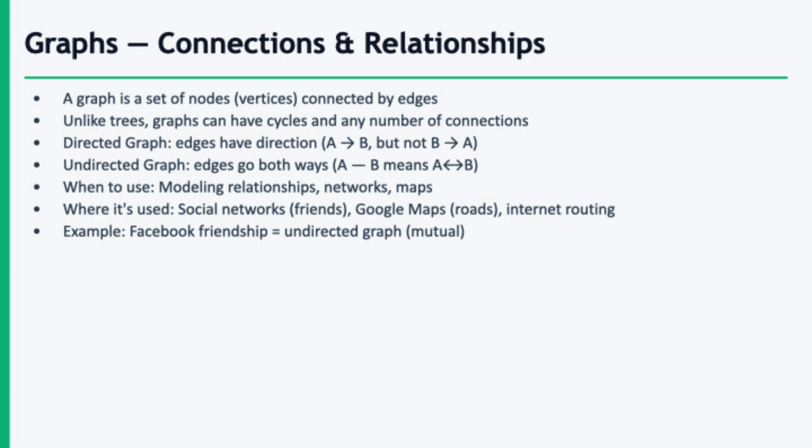Graphs are sets of connections between points. Unlike trees, graphs can have cycles and multiple connections between nodes. They are used to model social networks and maps.